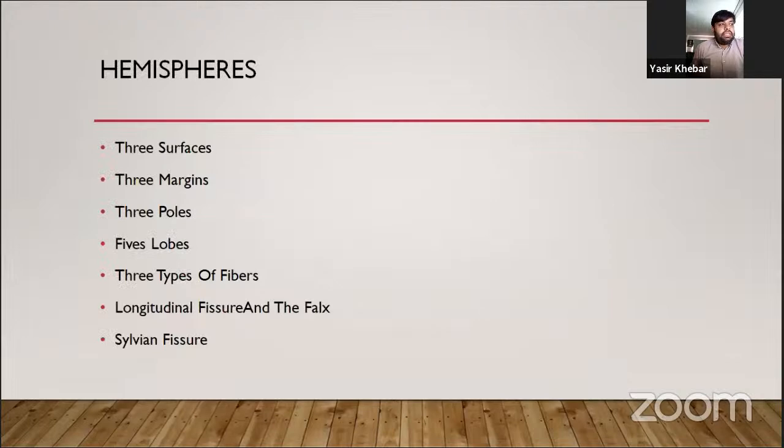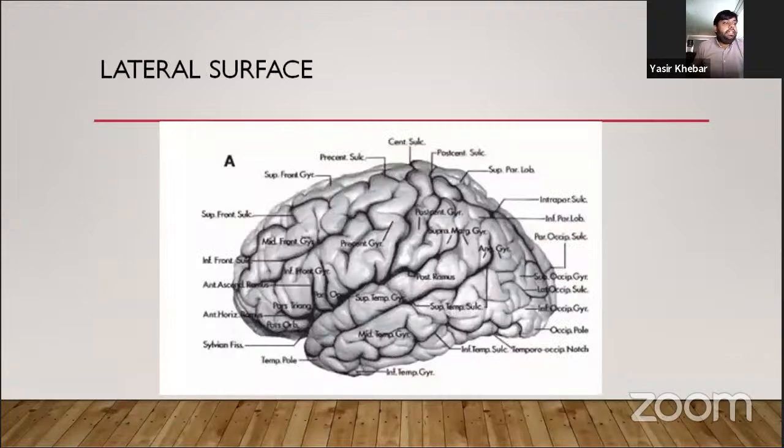Regarding the three margins that we'll be discussing, we have a superior margin, a medial margin, and then a lateral margin. Within the three poles, we have the anterior pole, as all of you can appreciate, this is the anterior pole or the frontal pole. Then we have a temporal pole, and posteriorly, we have the occipital pole.